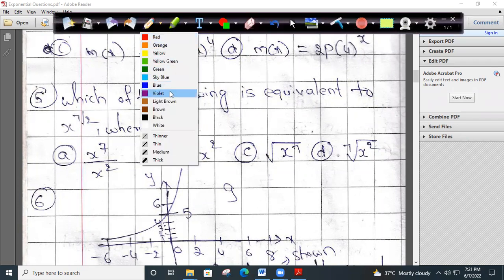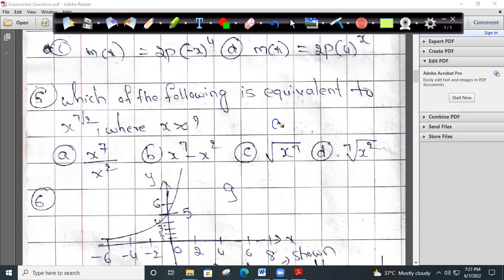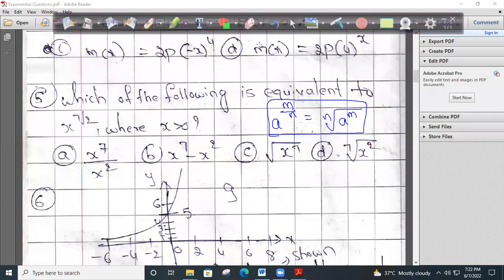If you make a mistake in this question, I'll not agree. I simply told you what the formula is. I told you a power m by n is the same as nth root of a power m. That is the formula that I told you. So please check carefully and try to give me the answer.